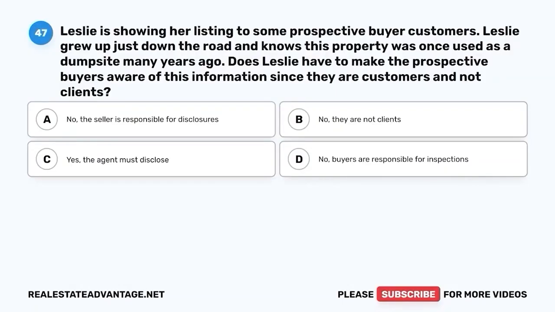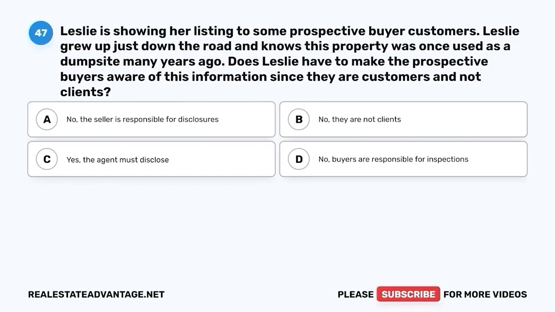Question 47. Leslie is showing her listing to some prospective buyer customers. Leslie grew up just down the road and knows this property was once used as a dump site many years ago. Does Leslie have to make the prospective buyers aware of this information since they are customers and not clients?